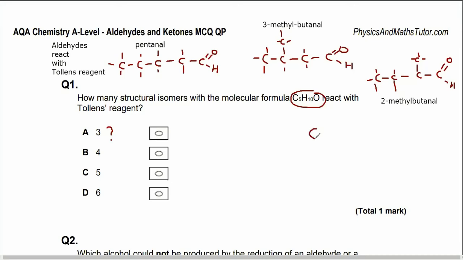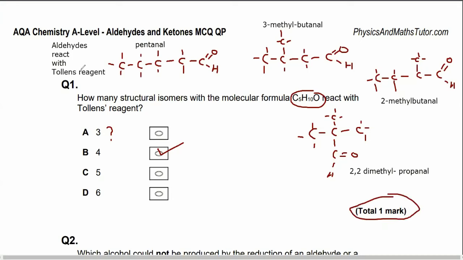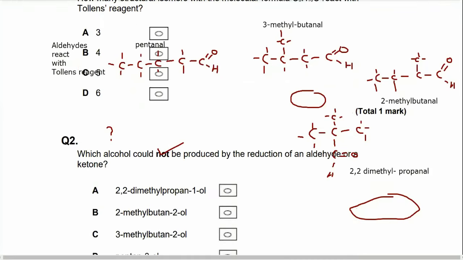Well, let's have a look if there's any more we can make. We've got 5 carbons. We can make that kind of star shape by doing a propan chain and then putting 2 groups coming off the middle. And this is 2,2-dimethyl propanal. That is going to be our last one there. So the answer is 4. There are 4 possible structural isomers of aldehydes that can react with Tollens reagent. And the answer to the first question is B.